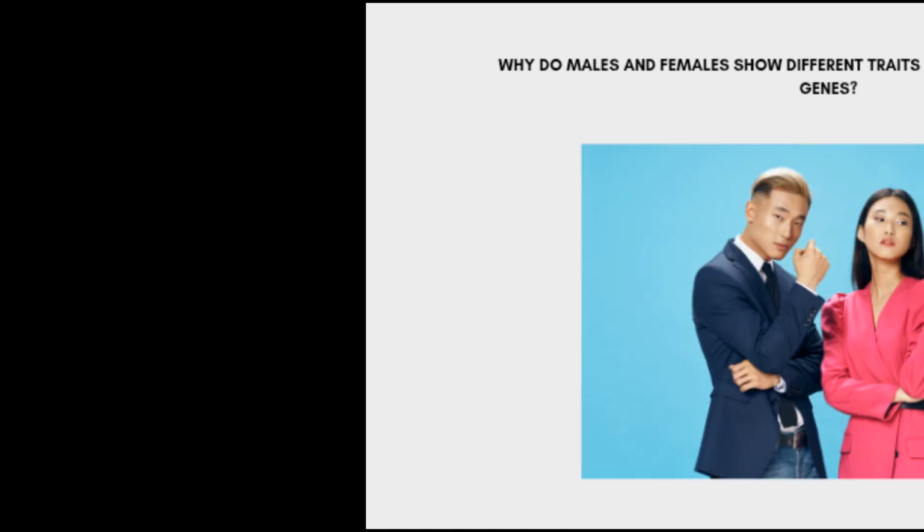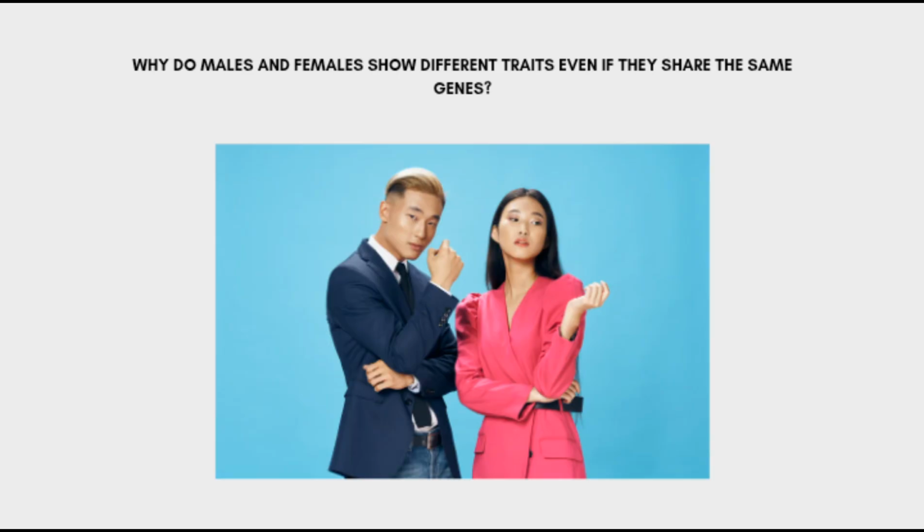It is more observed in males due to the high levels of testosterone, which enhances the effect of the pattern baldness. Now the question is, why do males and females show different traits even if they share the same genes? As I said earlier, even though males and females inherit the same genetic material from their parents, the way these genes are expressed can be vastly different due to hormonal influence. Certain traits are expressed more in one sex or prominent only in one sex due to sex hormones, despite the genes being present in both sexes.